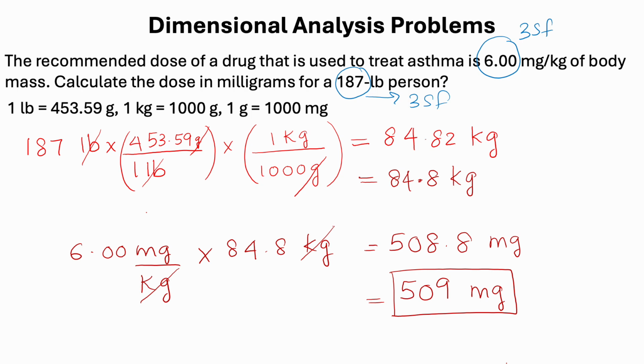This is one method you can do this calculation. Also, what you can do here, you can convert this dose 6 milligrams per kilogram into milligrams per pound, and then just multiply that by the person's weight given. So you can use either method to calculate the correct dose for a 187 pound person.